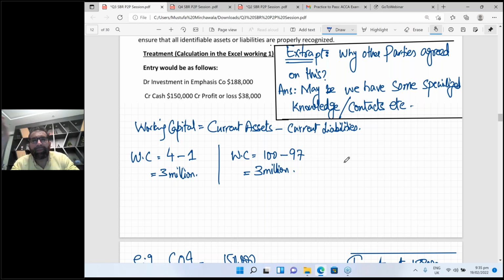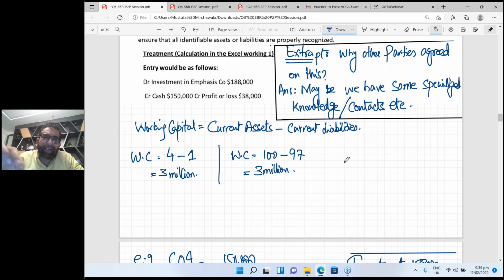Assume one of my students needs a job. I told that guy, yes, I have a job in a company, and you have to just manage a working capital of 3 million. First of all, you know the formula: working capital is current assets less current liabilities.